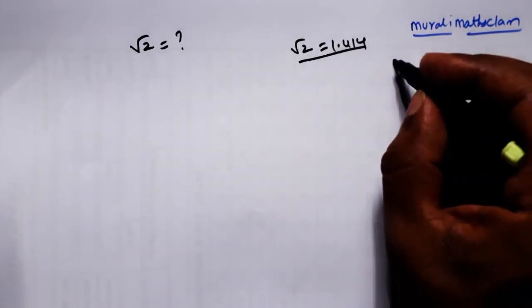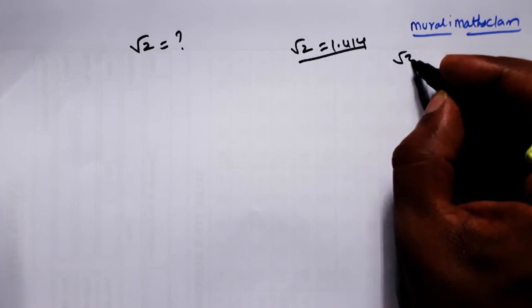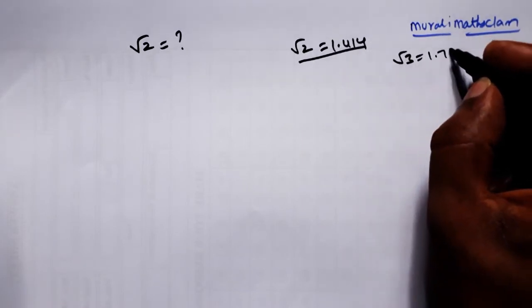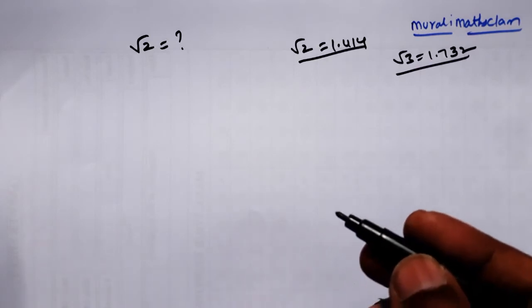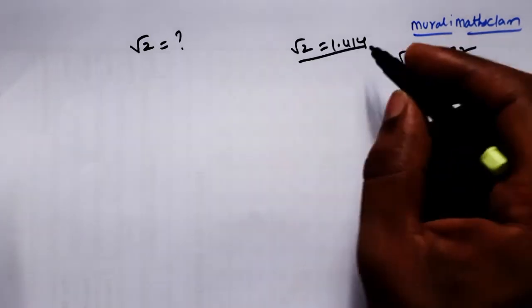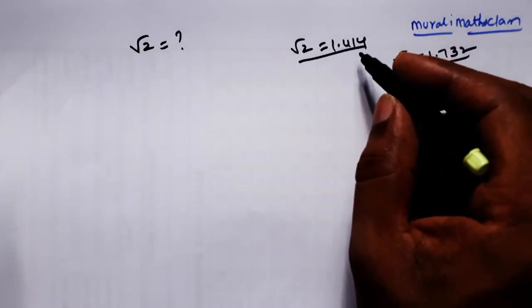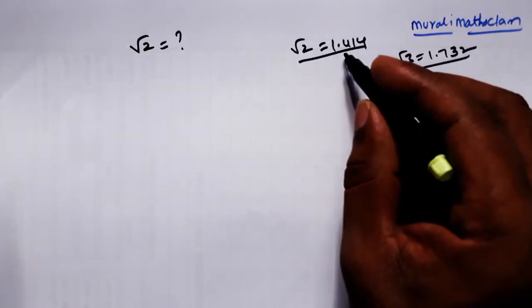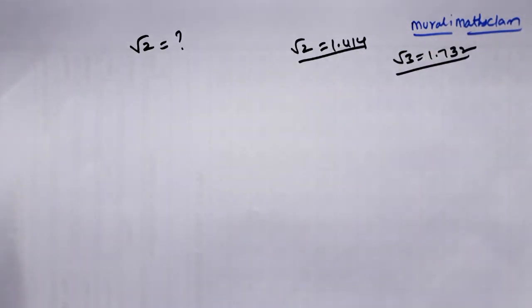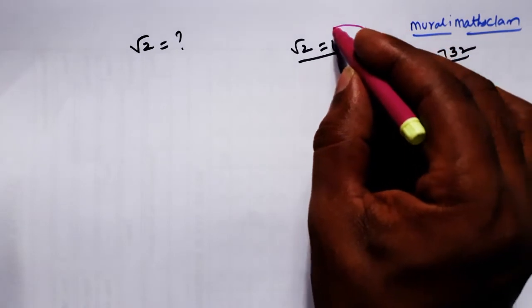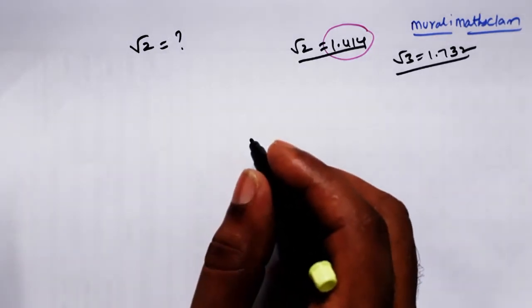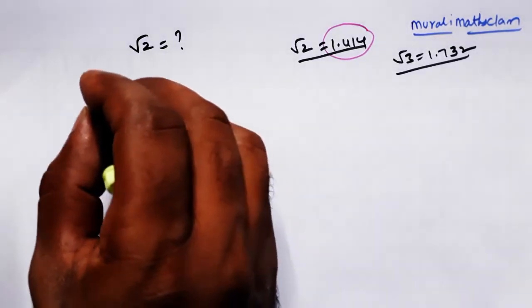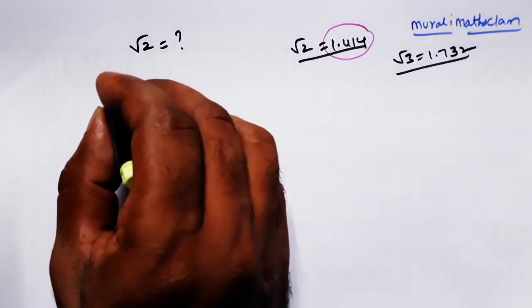And square root of 3 also we know. Square root of 3 is equal to 1.732. These are the values of square root of 2 and square root of 3 up to 3 decimal places. Now we will see how we got this 1.414. For this we need to apply the long division method.